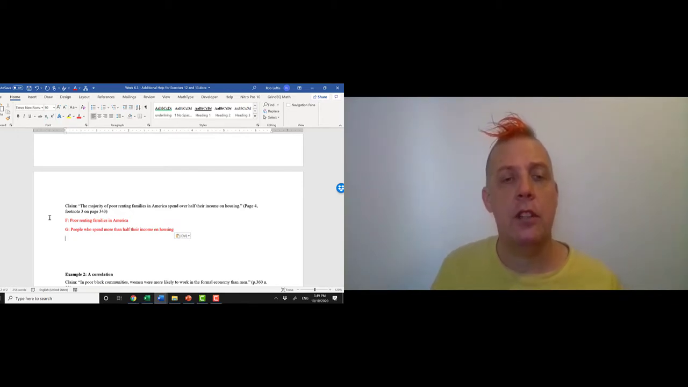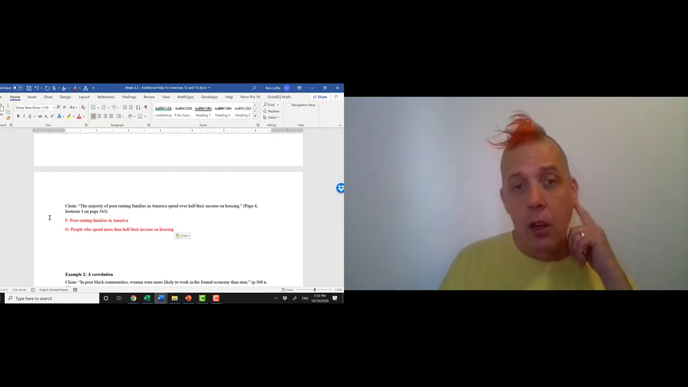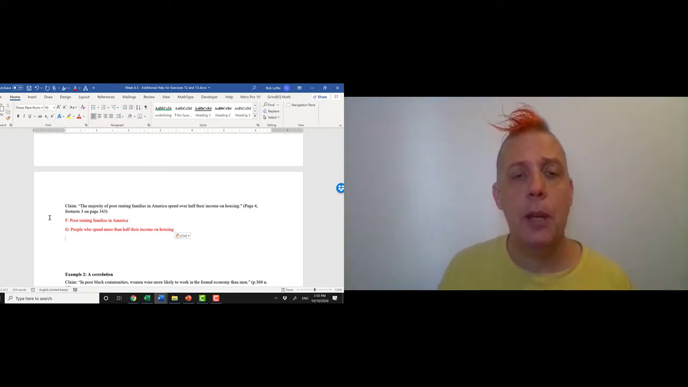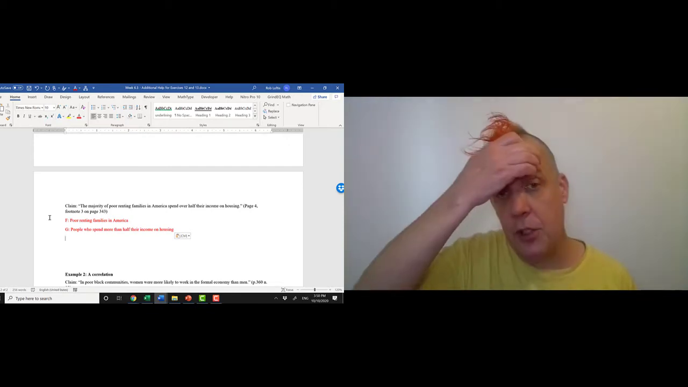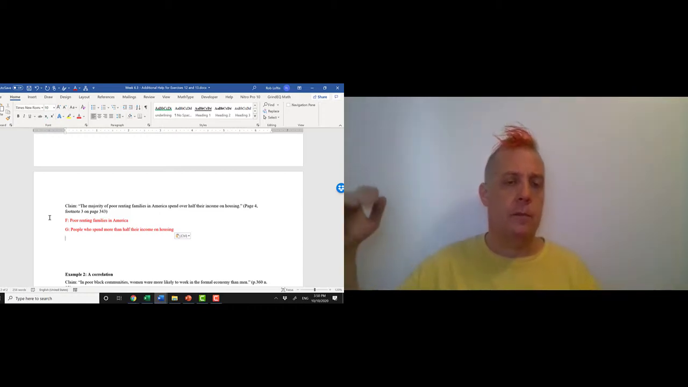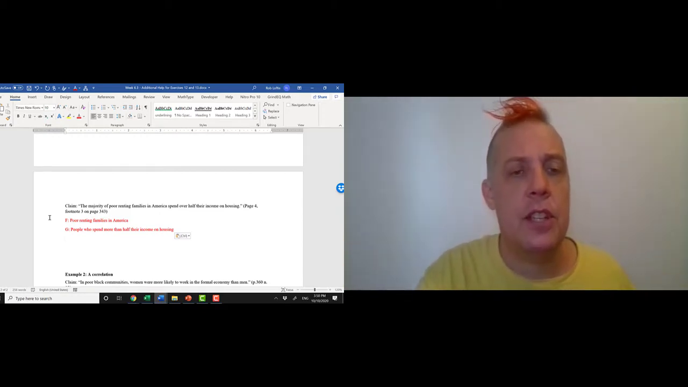Another way of thinking about it is that if you want to think of F as a variable, are these people poor renting families? That variable might have two values, yes or no. But we're only making a claim about the people who fall under the category yes. So that's all we need to worry about, right? On the other hand, because we're saying the majority, with G, we actually are making a claim both about people in the main class who spend more than half of their income on housing, and those that do not. So in the end, this is just represented with a single bar.